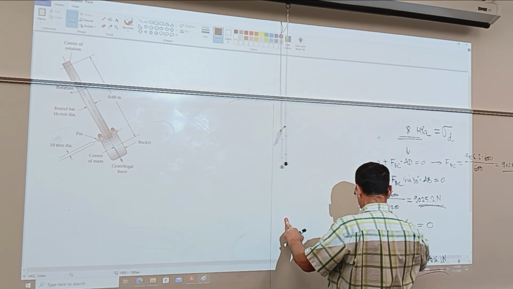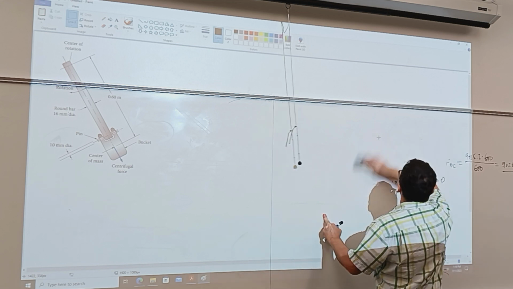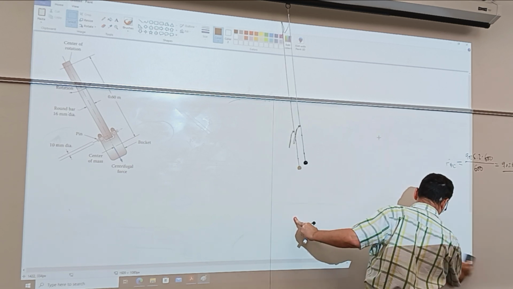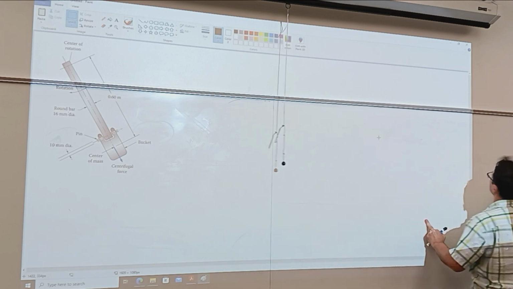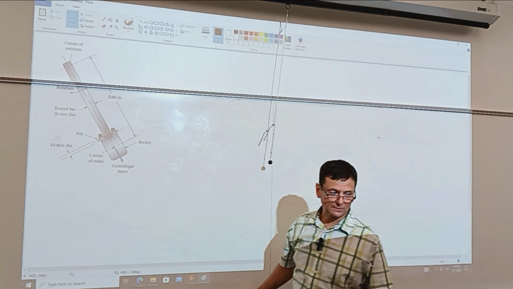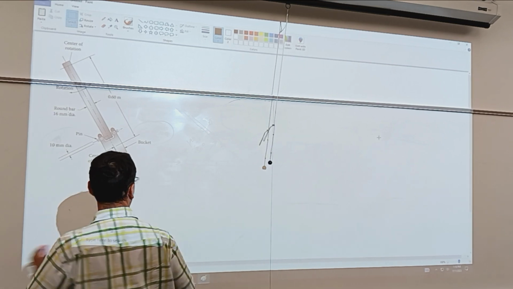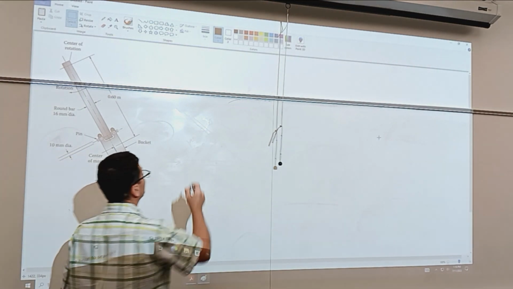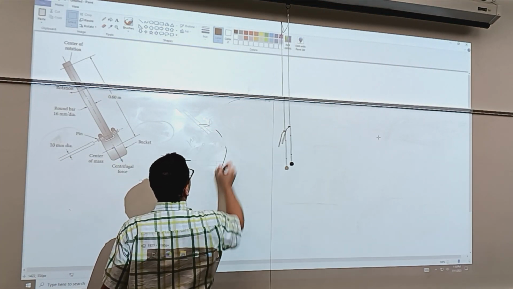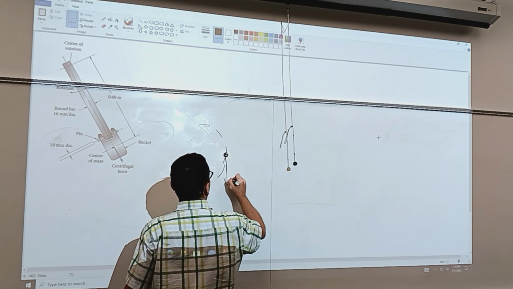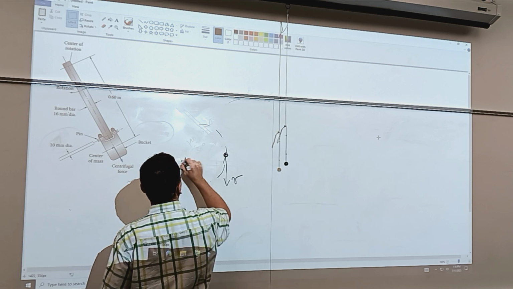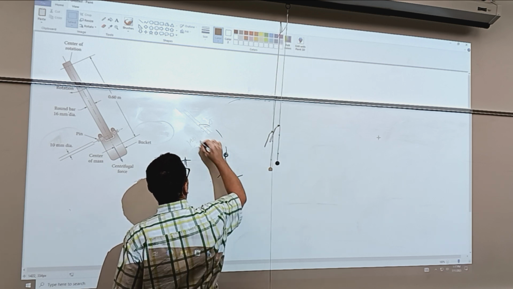And you can calculate the centrifugal force by knowing that it is mass times the centripetal acceleration. So do you remember the centripetal acceleration? If you have a body that moves on a circular path, we have velocity v, and there will be what? Omega.